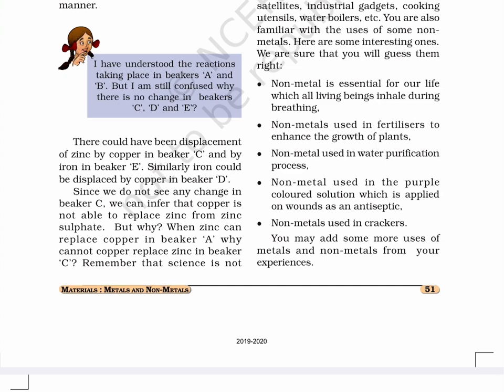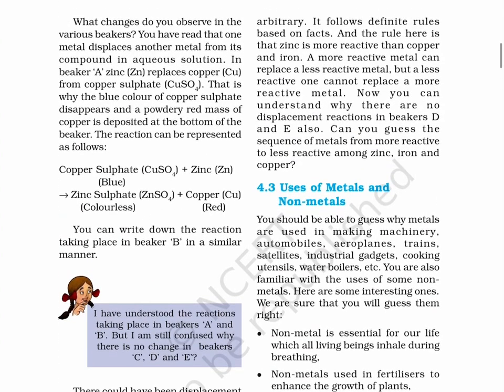Remember that science is not arbitrary. It follows definite rules based on facts. And the rule here is that zinc is more reactive than copper and iron. A more reactive metal can replace a less reactive metal, but a less reactive one cannot replace a more reactive metal. Now, you can understand why there are no displacement reactions in beakers D and E also. Can you guess the sequence of metals from more reactive to less reactive among zinc, iron and copper?